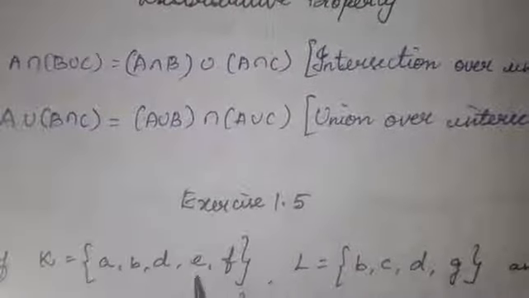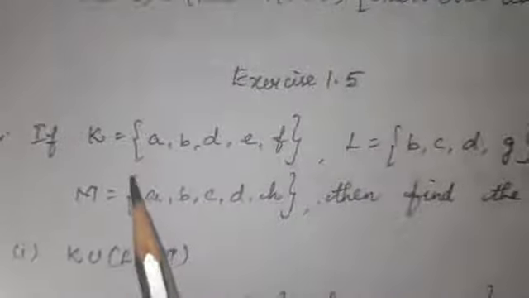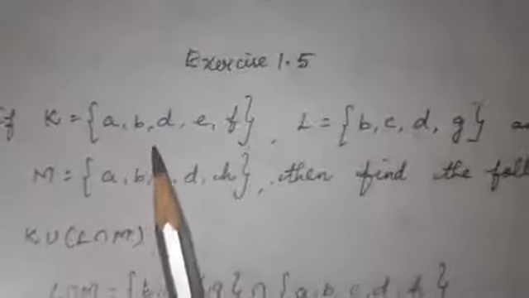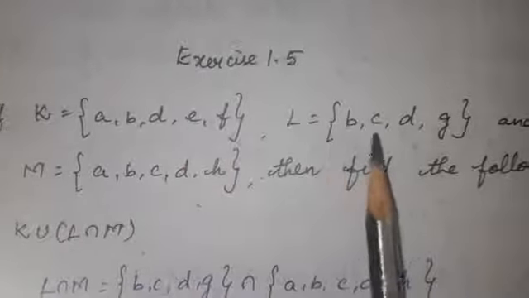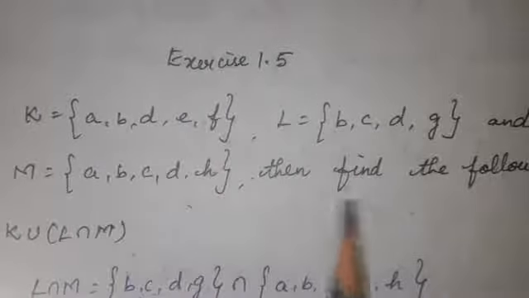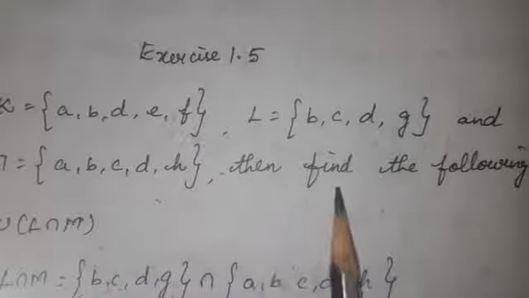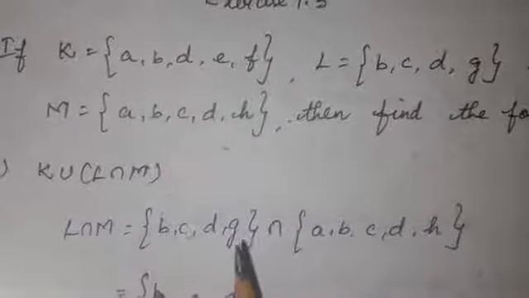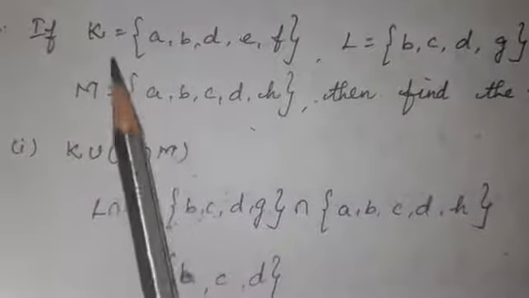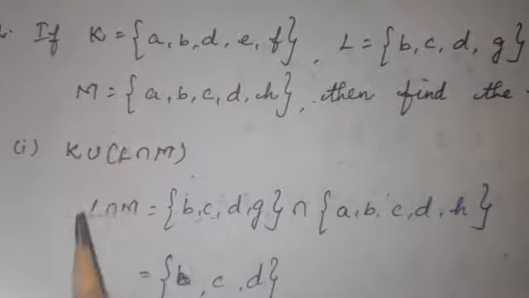Now let's see exercise 1.5, the second question. If K is equal to {A, B, D, E, F}, L is equal to {B, C, D, G}, and M is equal to {A, B, C, D, H}, then find the following. Here they are asking 5 questions. Three sets are given, K set, L set and M set. In that they are asking 5 questions.